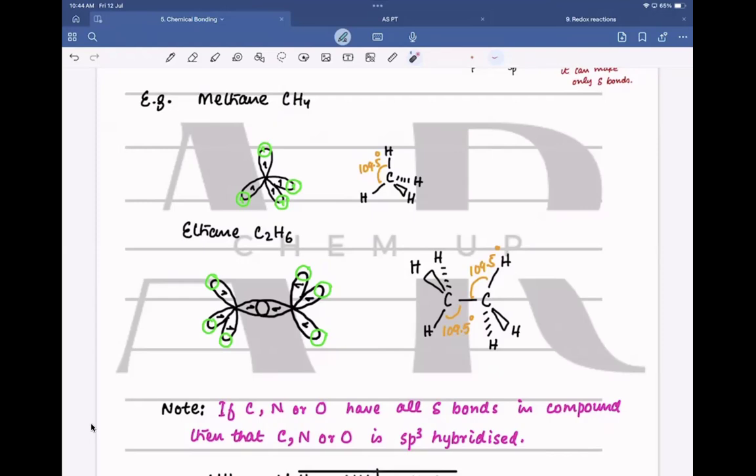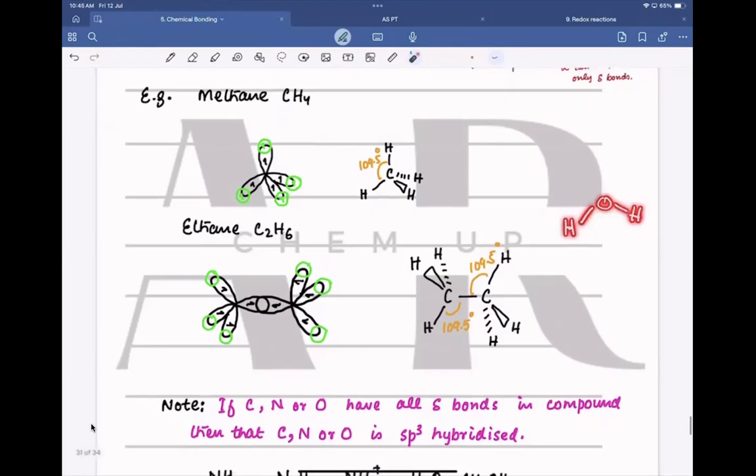Okay. So in all of these cases where carbon, nitrogen, and oxygen have all sigma bonds, in those compounds carbon, nitrogen, and oxygen are sp3 hybridized. For example, if I talk about H2O, oxygen has how many sigma bonds? Two. So if oxygen has two sigma bonds, does oxygen have any pi bond over here? No. So it means oxygen is sp3 hybridized, okay? Yes, sir.